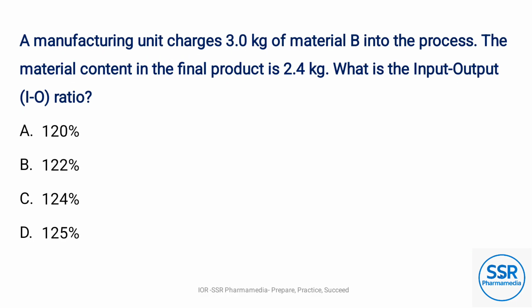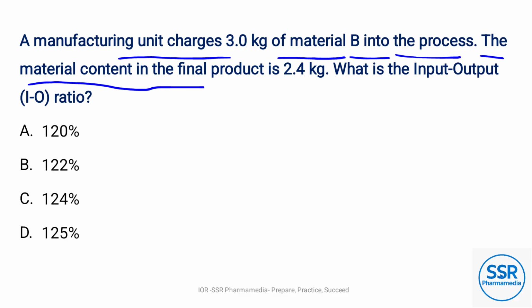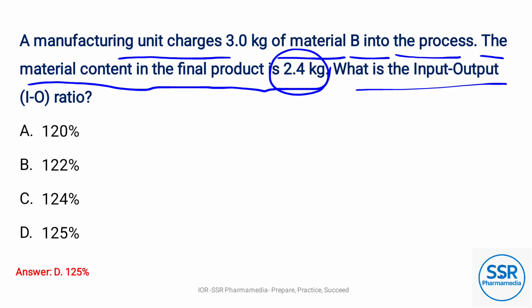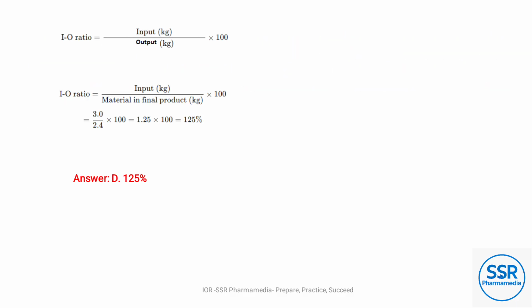Next question: a manufacturing unit charges 3 kg of material B into the process. The material content in the final product is 2.4 kg. What is the input output ratio analysis? So already I told the formula: input divided by output into 100. By using this formula we can calculate this.